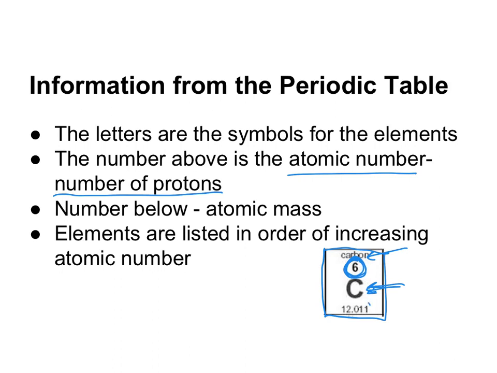And then this bottom number underneath the symbol is the atomic mass, and really the average atomic mass. So this is telling me the average mass of all of the atoms of carbon if we were to take a sample of carbon atoms from Earth. So it's the average mass of all of those atoms that they would find in a sample. And elements are listed in increasing order based on atomic number. So that also means that they're listed in increasing order based on the number of protons that each atom has.